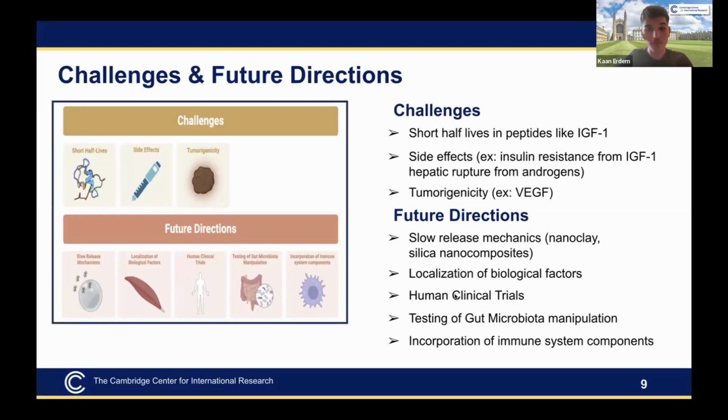And another missing part of these studies that I noticed in my research was that human clinical trials regarding the use of these factors were lacking, especially in skeletal muscle tissue engineering. And an important future direction here would be conducting human clinical trials. Finally, the testing of gut microbiota manipulation through bacteriophages, as I outlined previously, and the incorporation of immune system components into skeletal muscle tissue constructs were also identified as important future directions that should be researched.